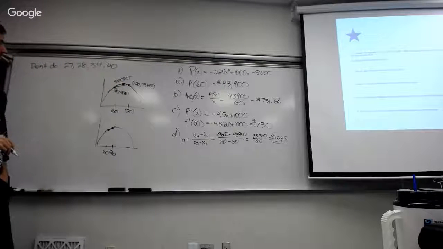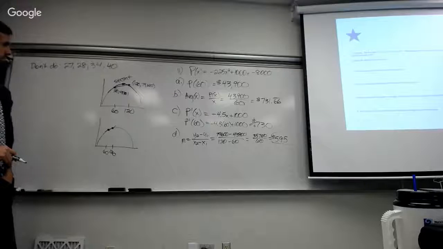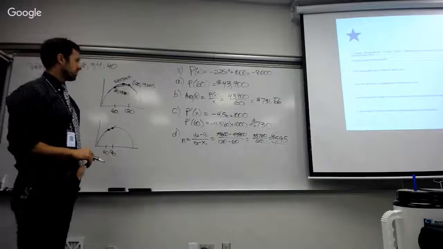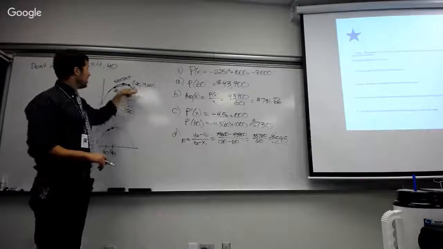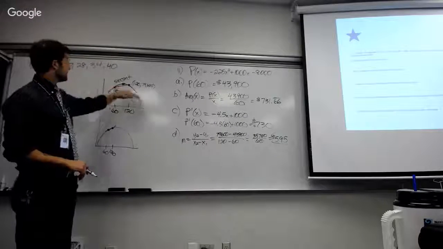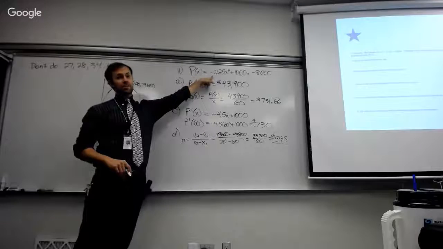I just have a quick question: what did you plug 60 and 120 into to get 79,600? Which formula again? Like the first step. Where are you? Right there? Yeah, this is the actual profit. Yeah, into the actual profit formula.